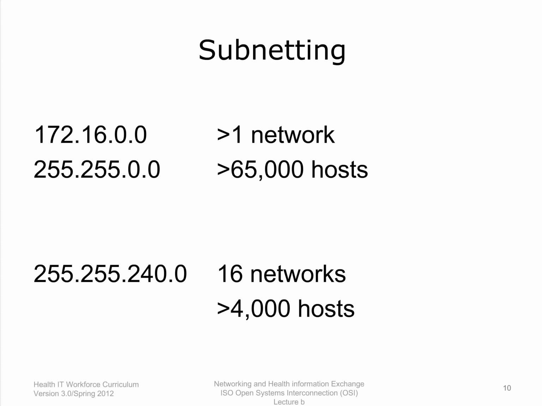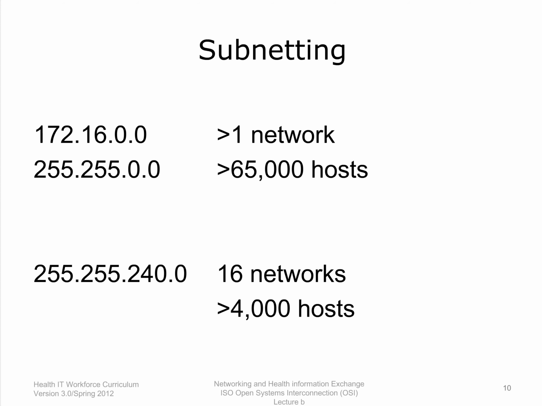Slide 10. 172.16.0.0 is a Class B address. The default subnet mask is 255.255.0.0. The first two octets identify the network, and the last two octets identify the hosts on that network. There are 16 bits that can be used to identify hosts on the 172.16.0.0 network. This means we can have over 65,000 hosts on that one network. Not many networks need over 65,000 hosts.